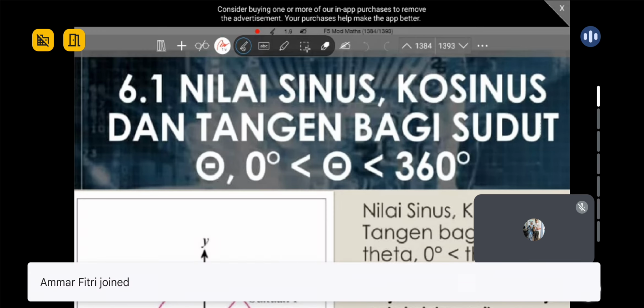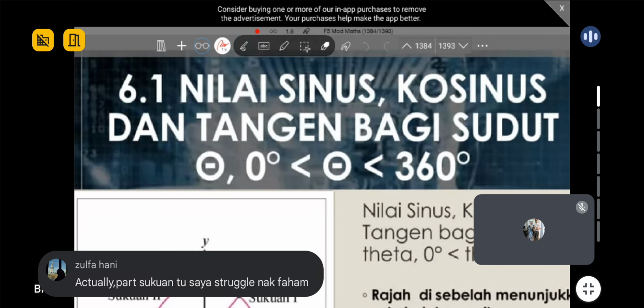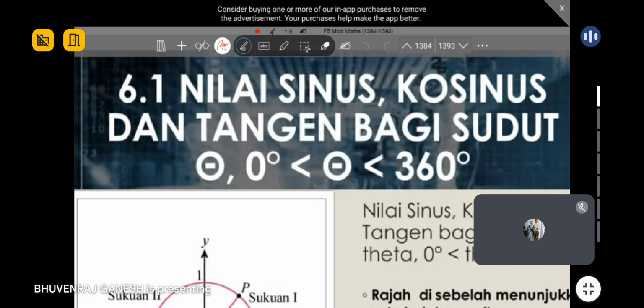So today we are going to start a new chapter, bab baru, Form 5, Chapter 6, which is trigonometry. For this chapter, kita akan bincang 6.1 today, basic on trigo. Basically for trigo, kamu kena tahu benda pertama.